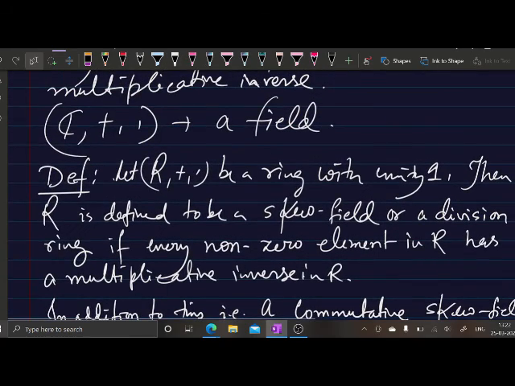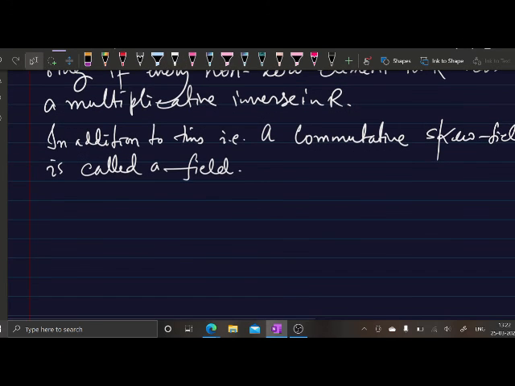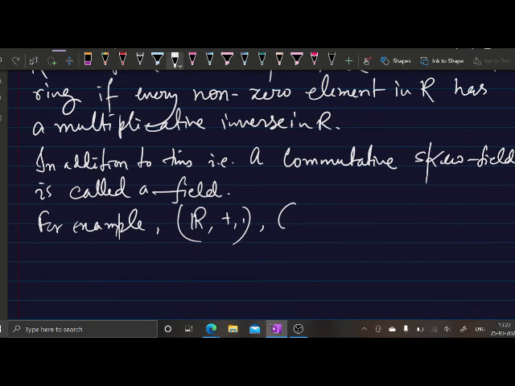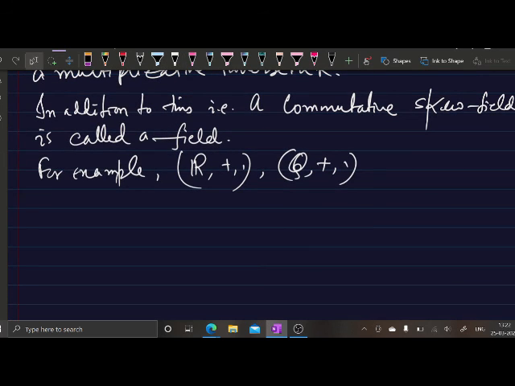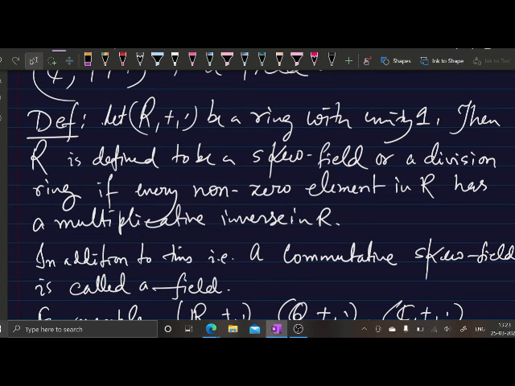And the immediate examples that you have already encountered are C plus dot, and you can also have, for example, R plus dot. And if you consider rationals, then it is also a field, Q plus dot, R plus dot, and C plus dot. These are fields.